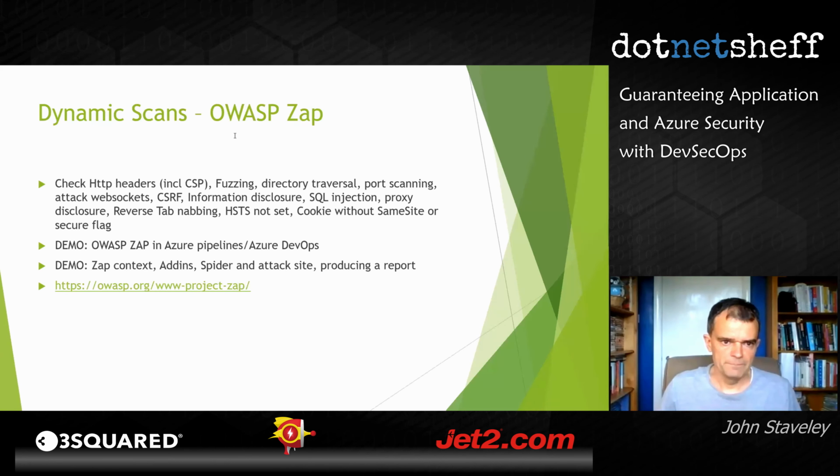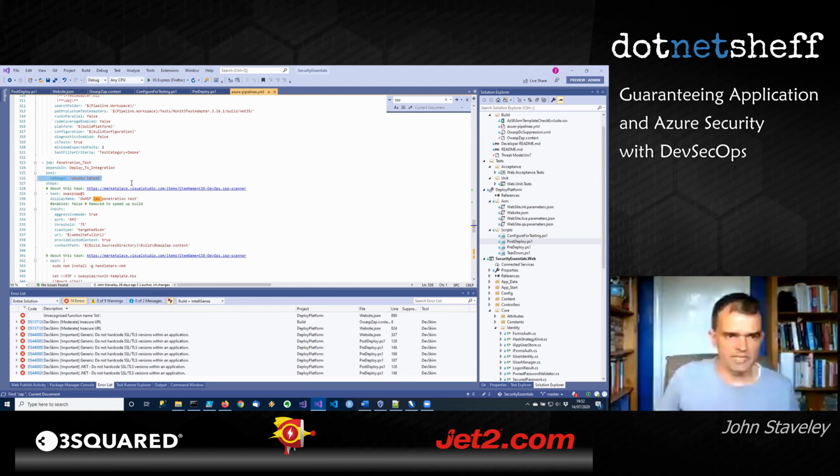So how is this set up in Azure Pipelines? We need an Ubuntu image to run this. All the other ones have just been using bog standard Azure DevOps build agents, but this actually has to run on Linux because it's built in Java. And you set up, well, I'm attacking this URL and I'm using this context. I'll tell you more about what context is in a minute.